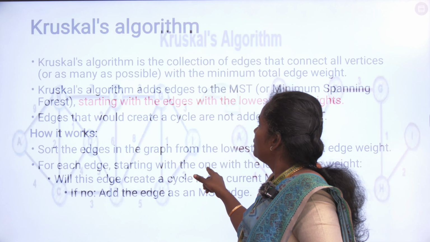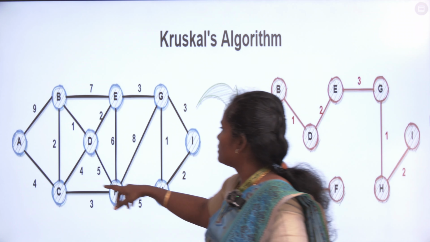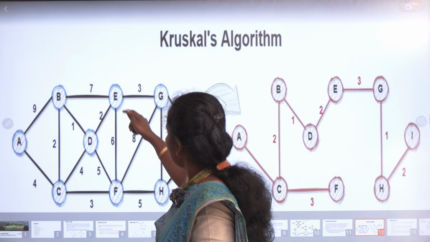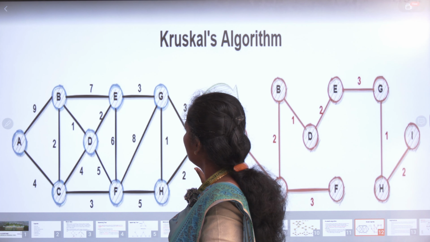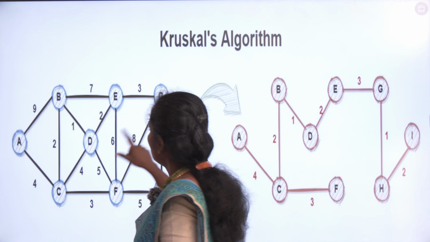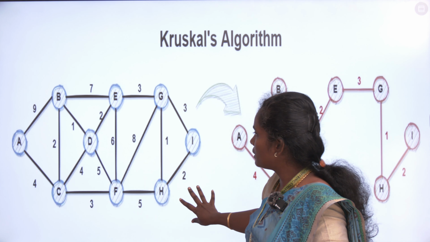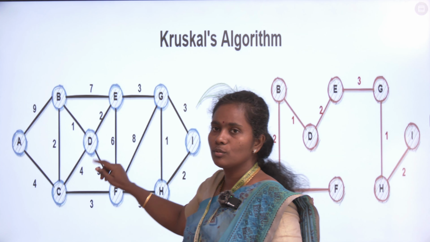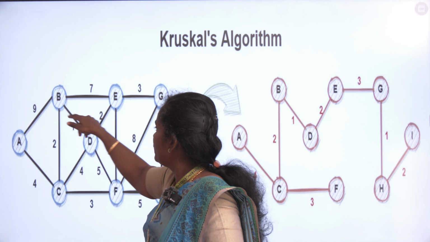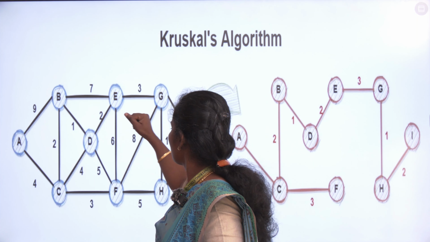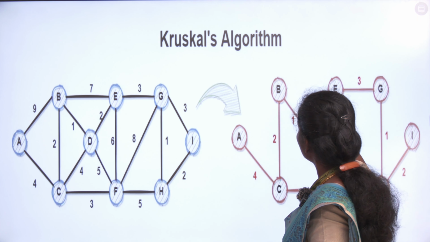Let's see an example. Consider this example, nodes A, B, C, D, E, F, G, H, I. These are connected with edges with some values. So in this graph, first I have to choose the edge which contains the least value. For example, B to D contains a value of 1. So I will go with this. First I will choose B to D.